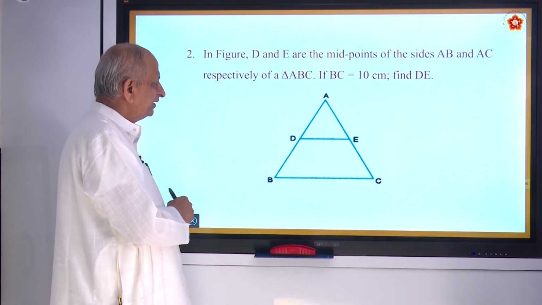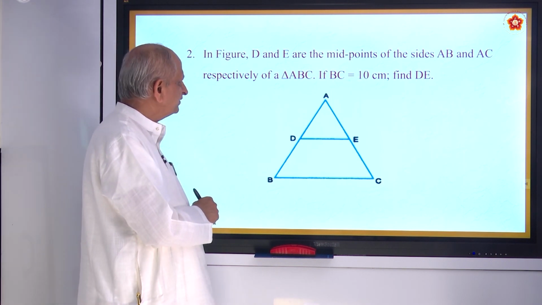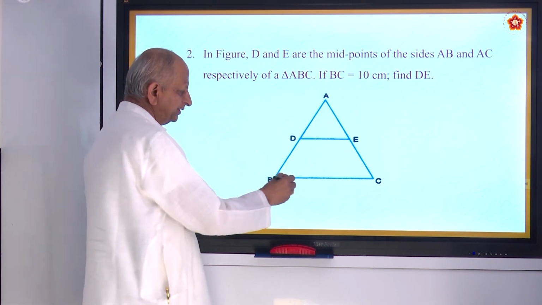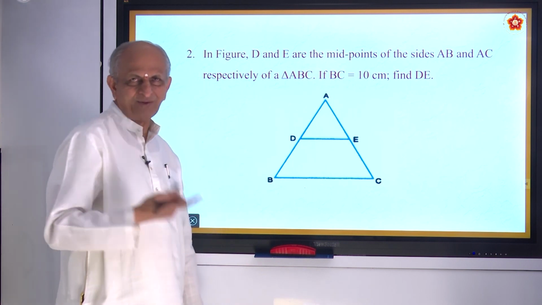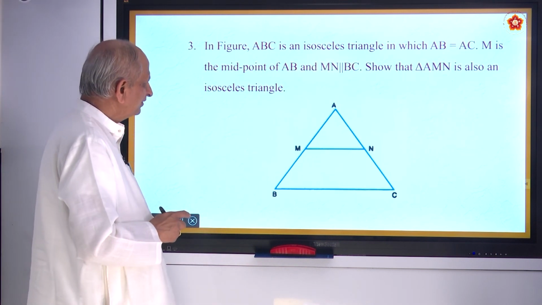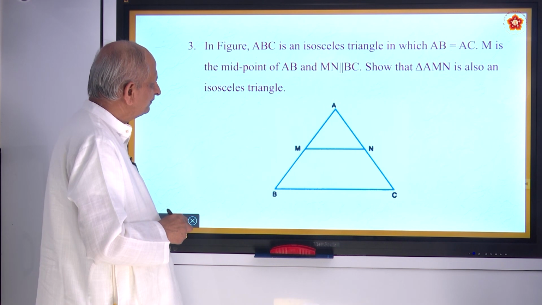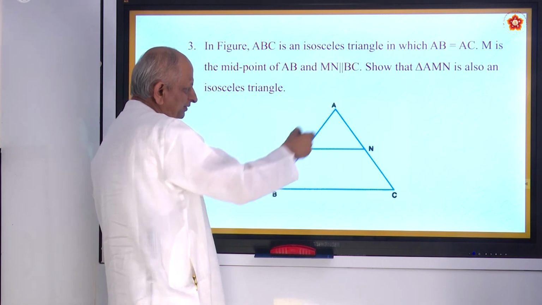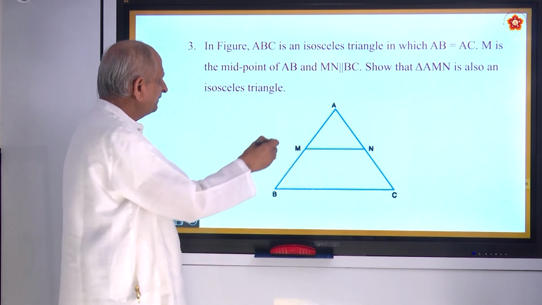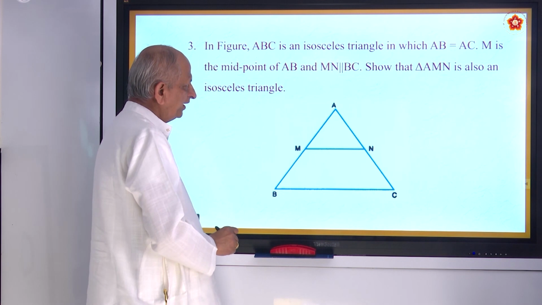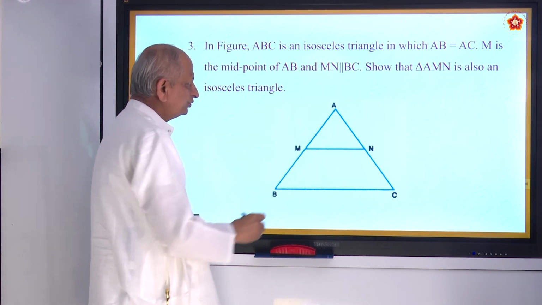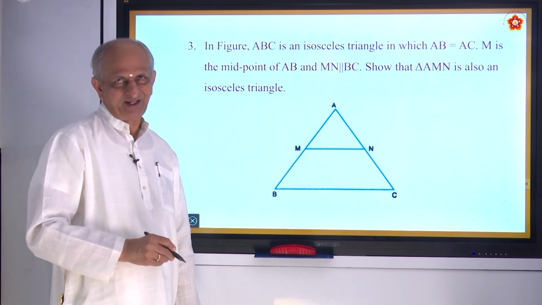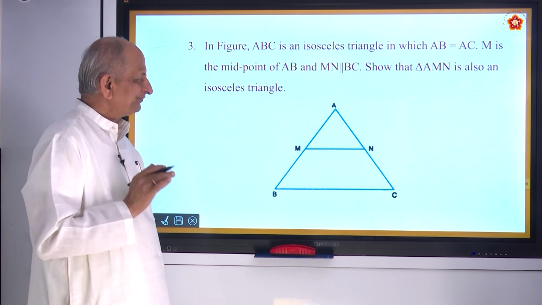Second question, D and E are the midpoints of the sides AB, AC respectively. If BC is 10 centimeters, find DE. This is 10. What is DE? One more question. ABC is an isosceles triangle. Isosceles means what? AB is equal to AC. M is the midpoint of AB and MN is drawn parallel to BC. Show that AMN is also an isosceles triangle. Will you do it? Very nice.